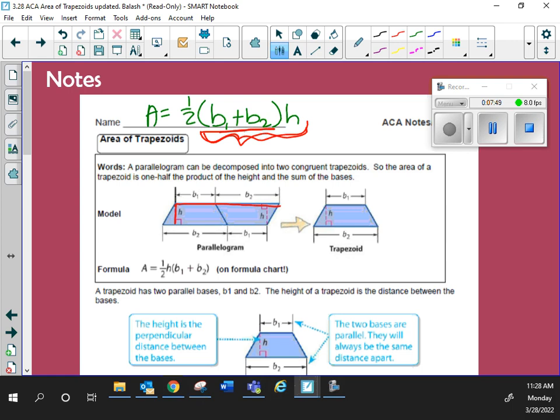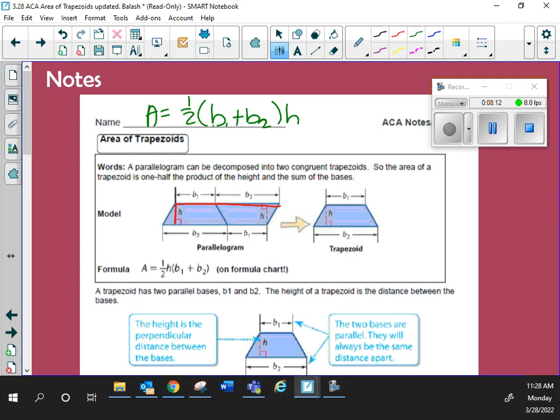Again, this Bible is not ever going to test you on the reason behind this formula. All I'm going to test you on is plugging it in and solving it. Okay? So let's look at the formula again. You're going to plug in 1/2 times base 1 plus base 2 times the height.